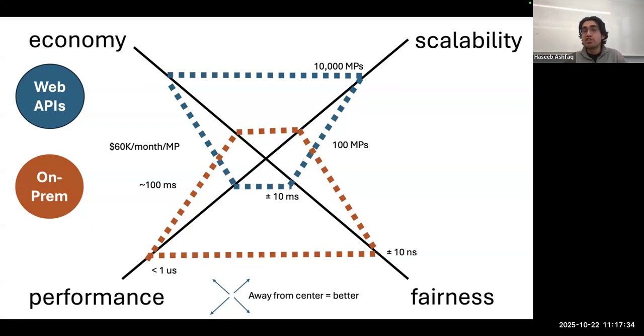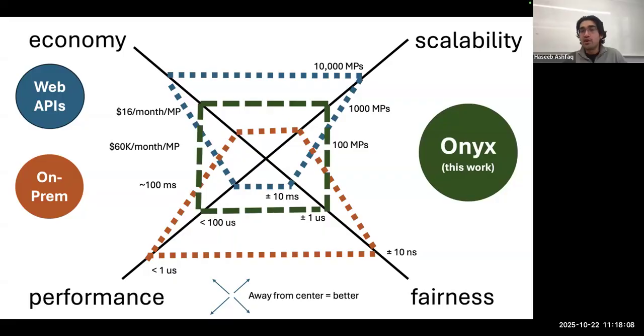Now, it's very cheap. There's almost no fee for using such web APIs, and the scale is huge. Thousands of market participants typically use these web APIs, but the performance is bad. The latencies are going to be way higher, and the fairness guarantees are almost negligible, because it's really equivalent to the latencies experienced on the internet. If you're residing closer to an exchange, you may have a low latency, and if you're away on a different continent, you may have higher latency.